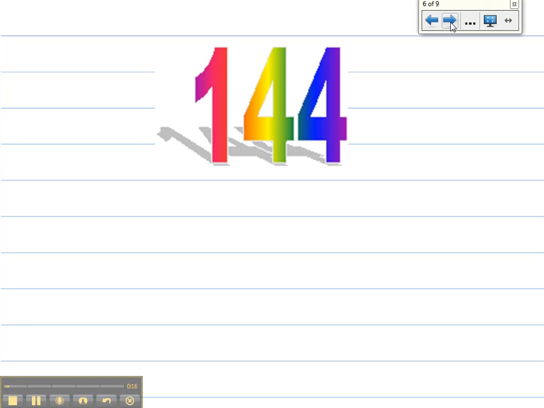If I said 144, what I need to do is think of what numbers I can multiply together to give me 144. Thinking of my multiplication chart, I know that 12 times 12 equals 144. So I'm going to branch off two numbers that are going to multiply together to equal 144.